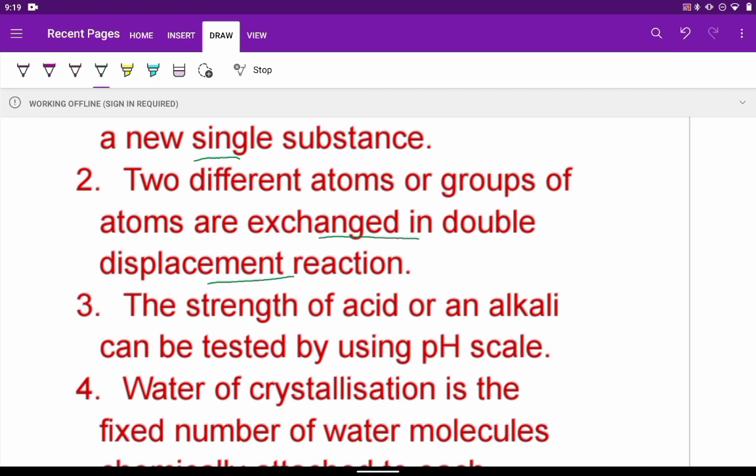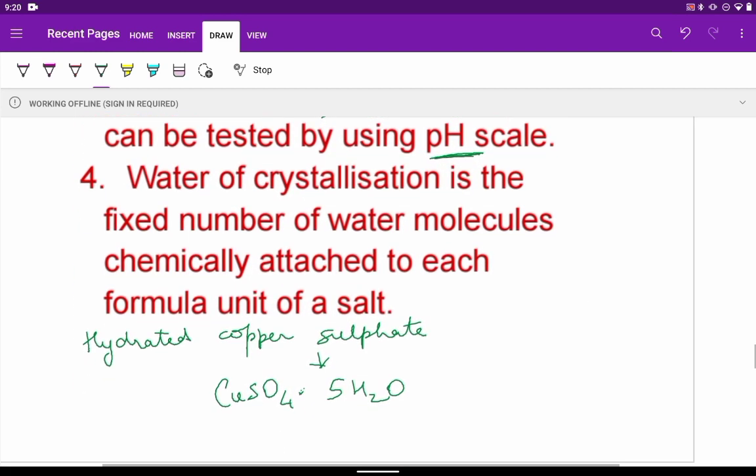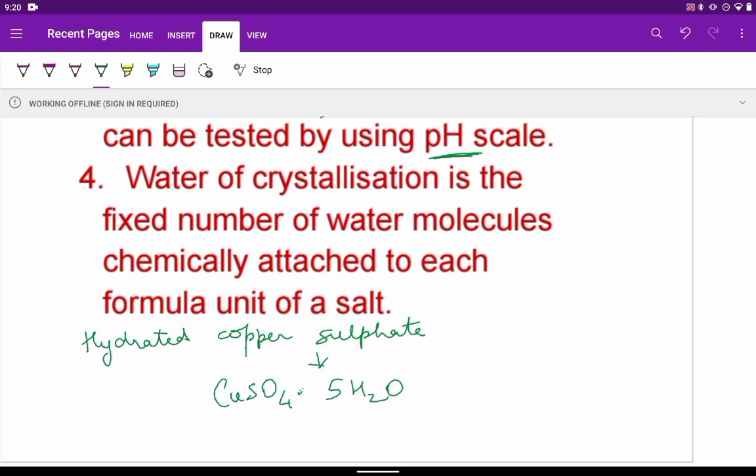Next, the strength of an acid or an alkali can be tested by using the pH scale. So here the answer will be pH scale. Now, sometimes with some molecules like copper sulfate, some water molecules are attached. Water of crystallization is the fixed number of water molecules chemically attached to each formula unit of a salt. An example is hydrated copper sulfate, CuSO4.5H2O.